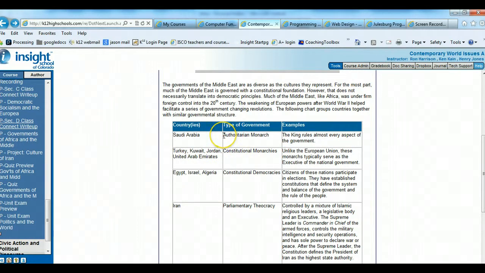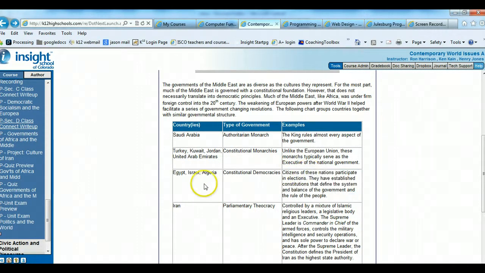Now, Saudi Arabia, which is an ally or friend of the United States, has an authoritarian king, that means he has power. He runs almost everything. Constitutional monarchy. Now this is different from the European constitutional monarchies where the monarchs don't really have much power. Here, in these constitutional monarchies, the monarchs do have power. They're the kings and queens. Then you have the typical constitutional democracy where there are free elections.